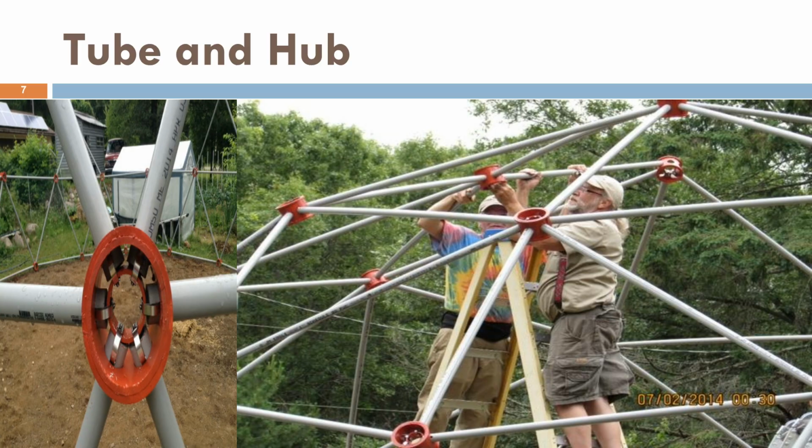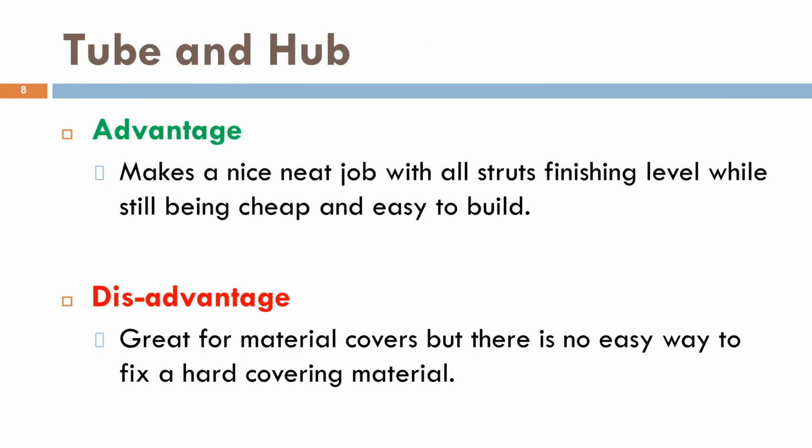The tube and hub construction technique uses specific connectors to join structural members together. In the tube and hub method, steel tubes are connected using specially designed hub joints. This method produces a neat appearance because all the members finish at the same level. It is economical and relatively easy to construct. However, although it works well with flexible covering materials, fixing rigid roofing panels is more difficult. Therefore, the choice of roof covering should be considered during the design stage.